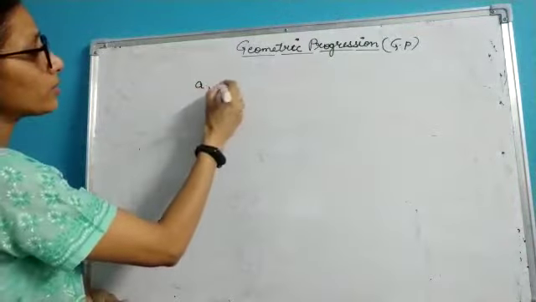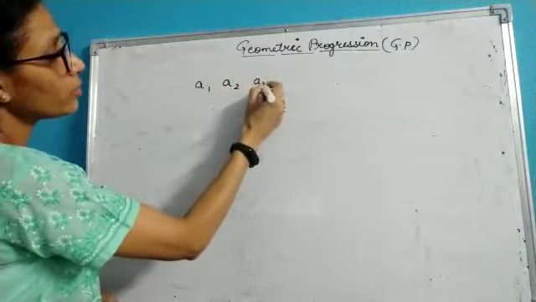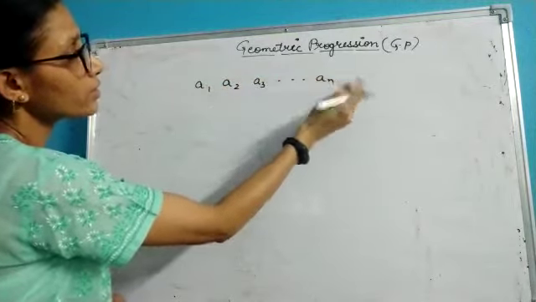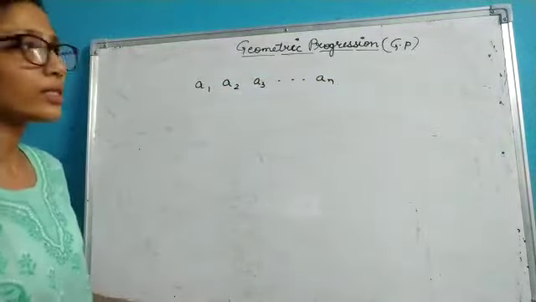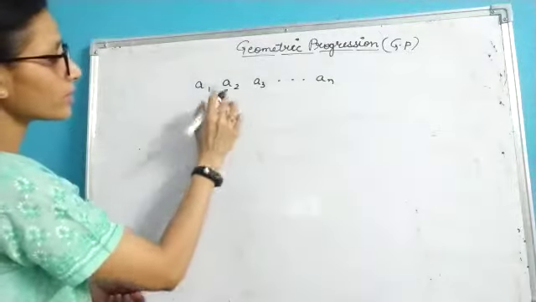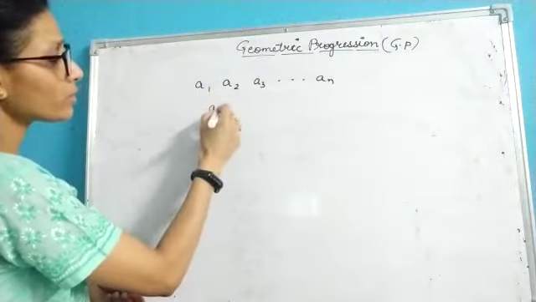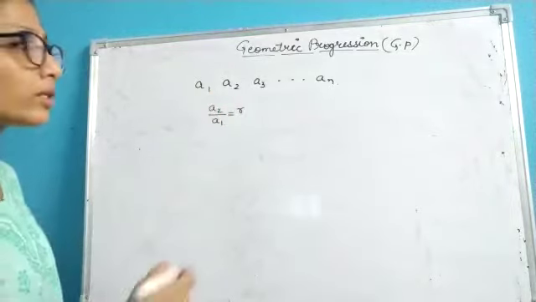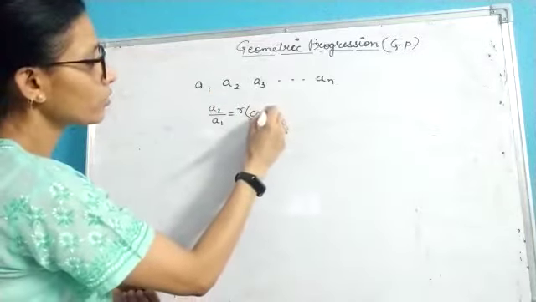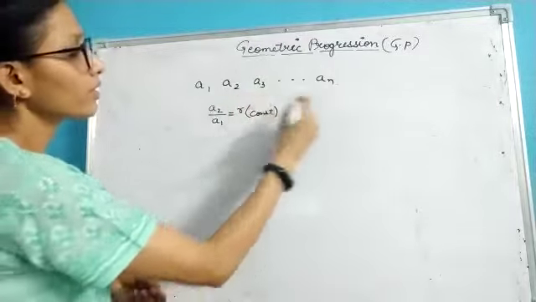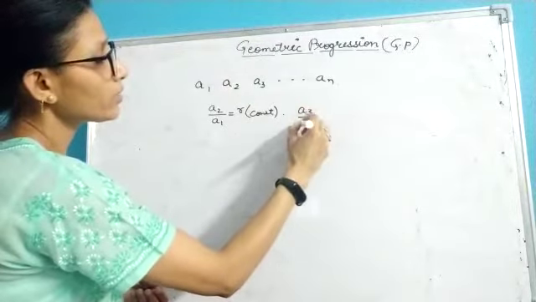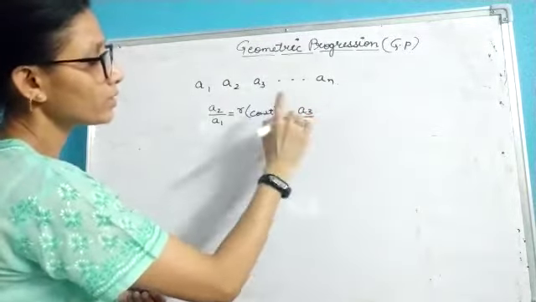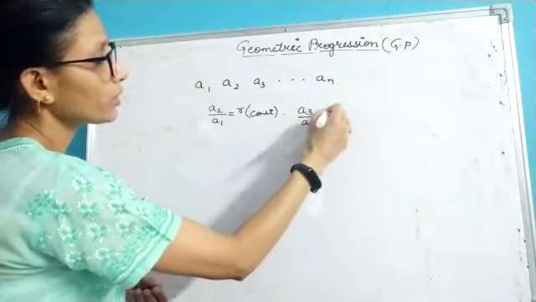For example, say A1, A2, A3 up till AN. This is the list of numbers, or I can say sequence. If the ratio of successive term to the preceding term comes out to be a constant value, then we call this sequence a geometric progression.